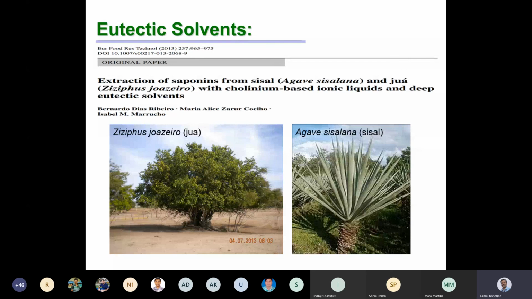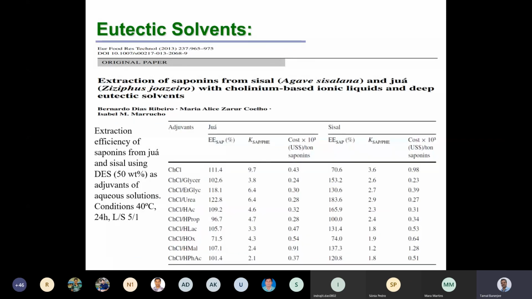My group, with Professor Maria Alice Coelho and Professor Isabel Marrucho, worked with extraction of saponins from sisal, Agave sisalana, and joá, Ziziphus joazeiro, using cholinium-based ionic liquids and eutectic solvents, but we're going to concentrate on eutectic solvents. This work is just to compare and optimize the conditions of the extraction.